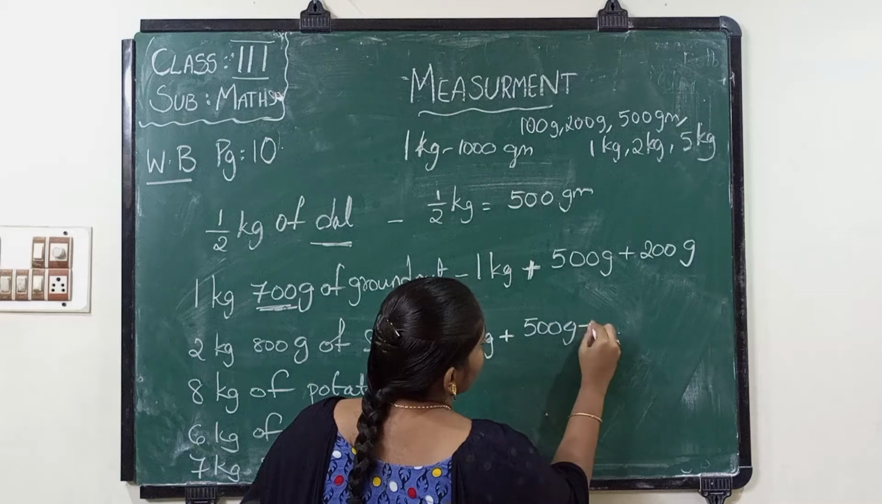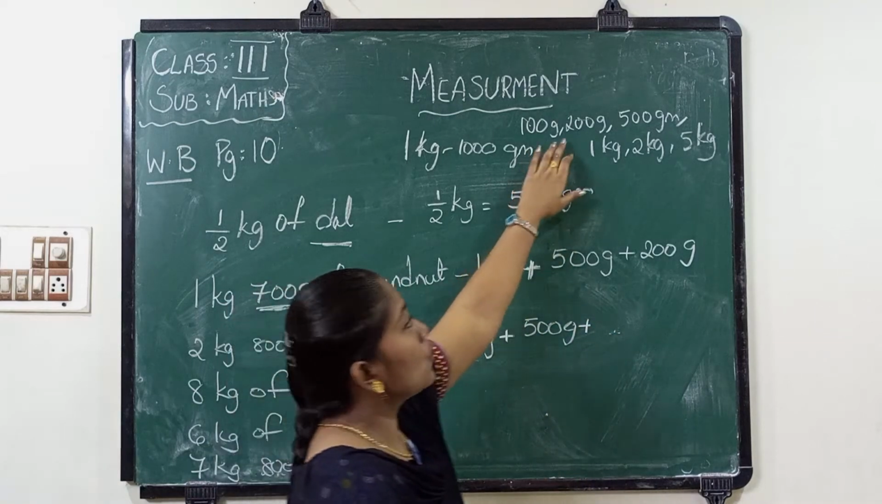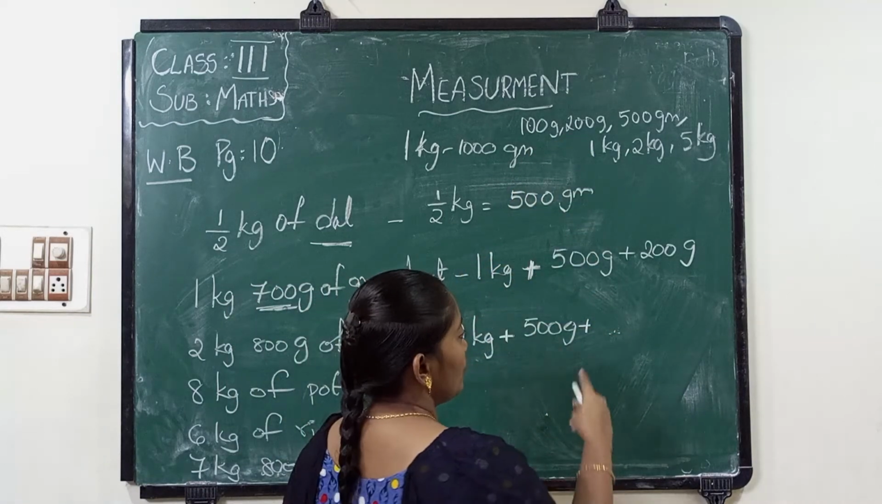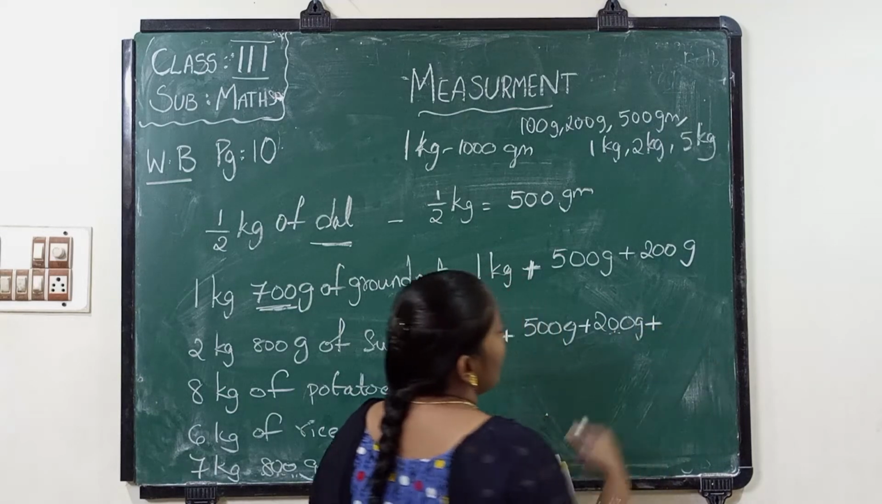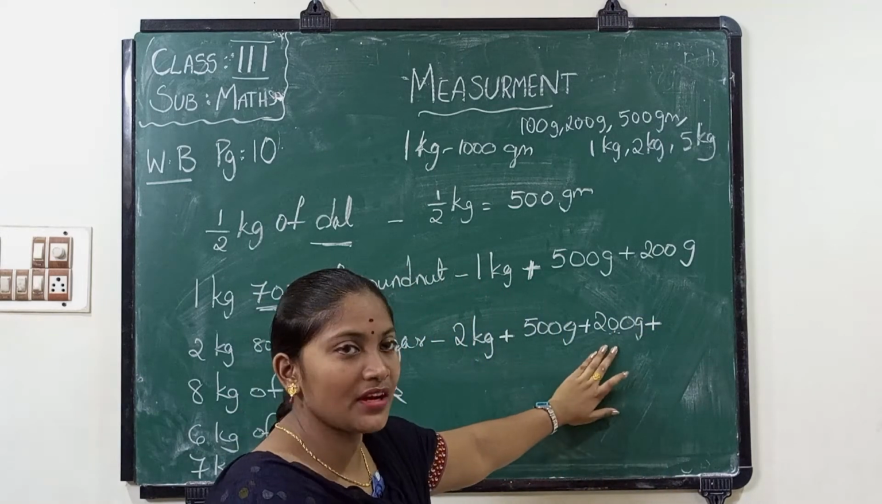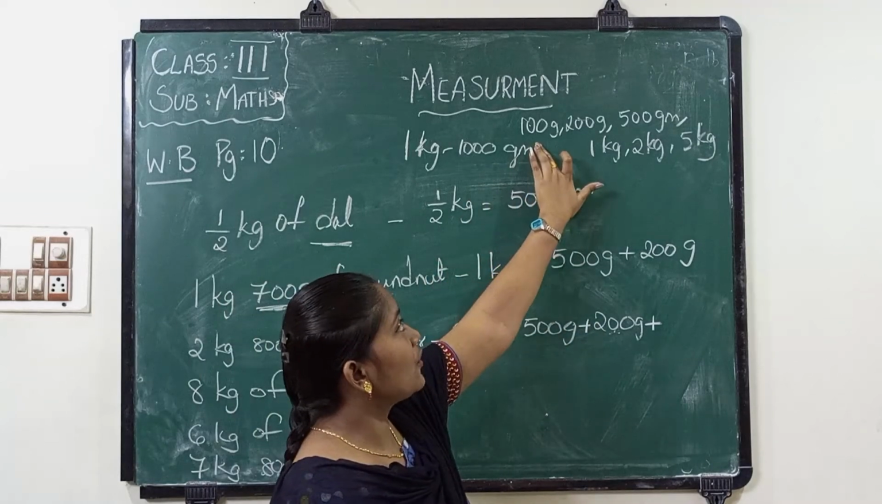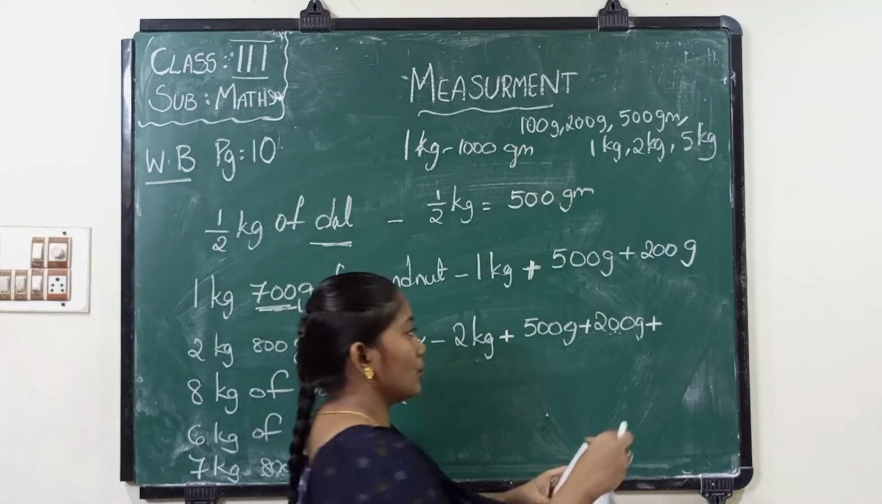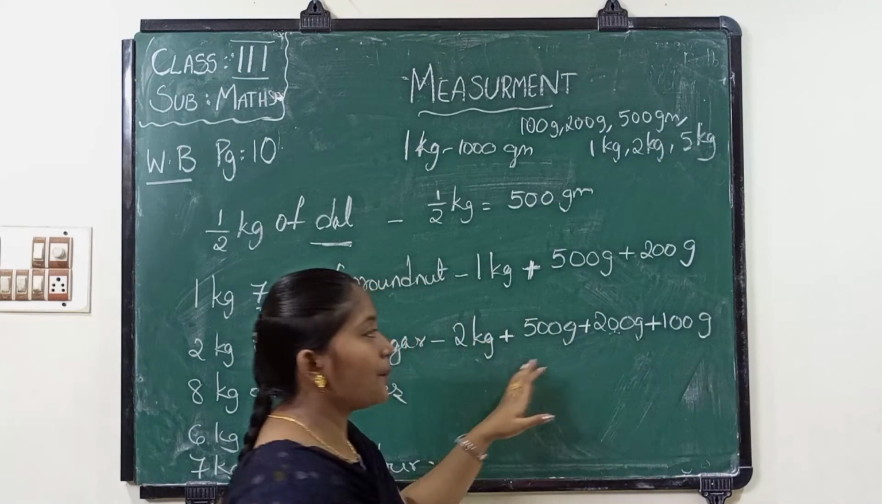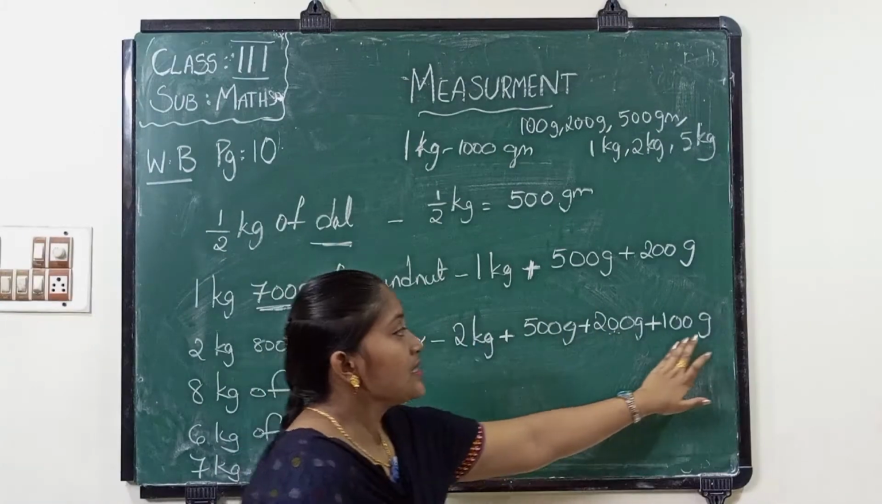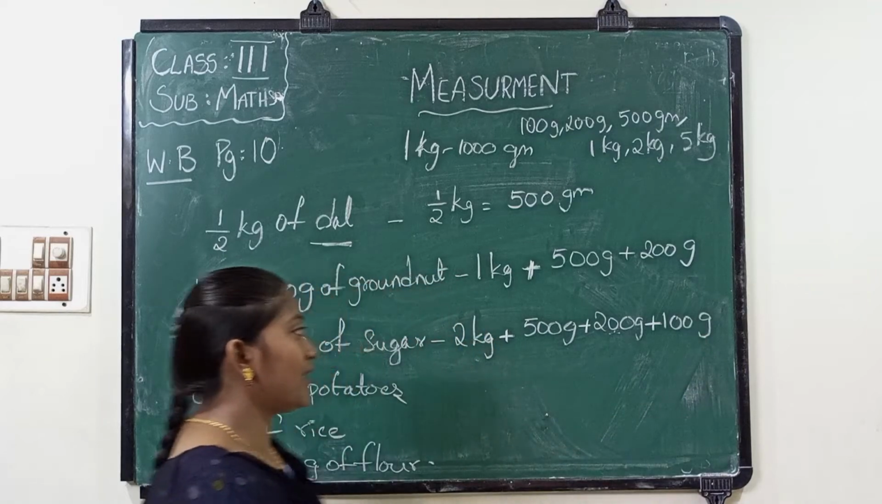500 grams and 200 grams stone. One 200 grams stone. Here 500 plus 200 is 700. So again I am here using 100 grams stone. So 500 plus 200 is 700. 700 plus 100 is 800.